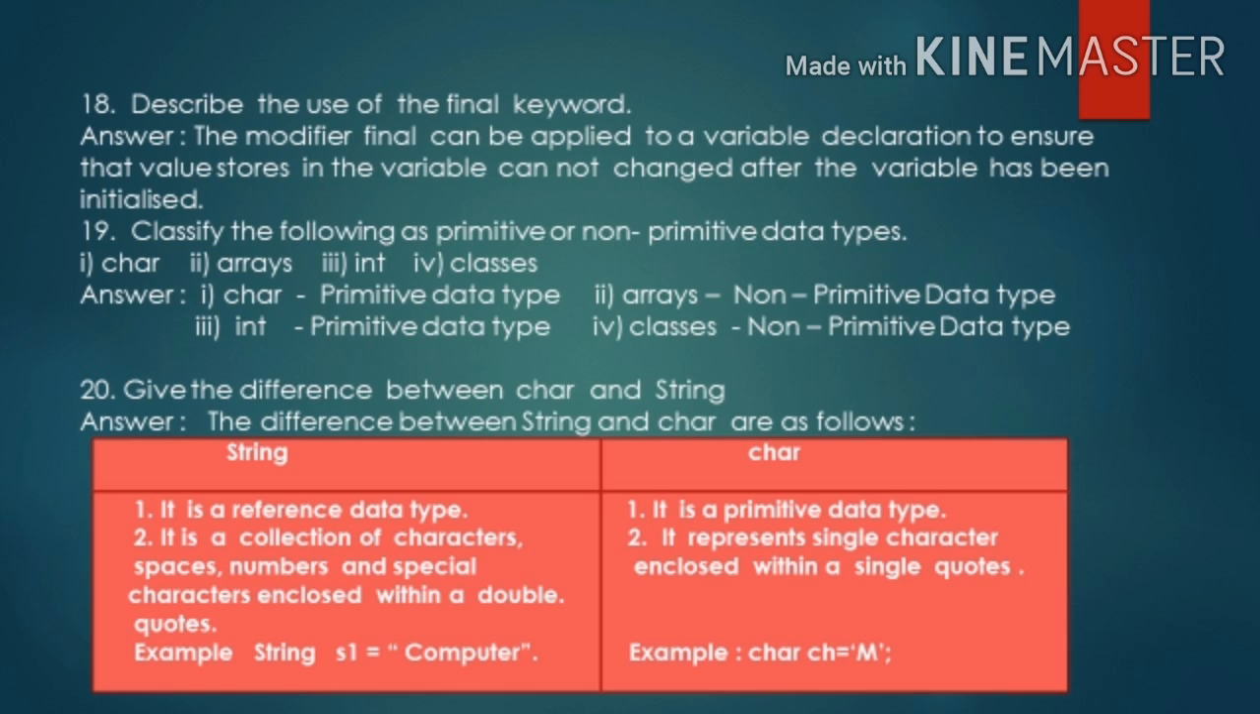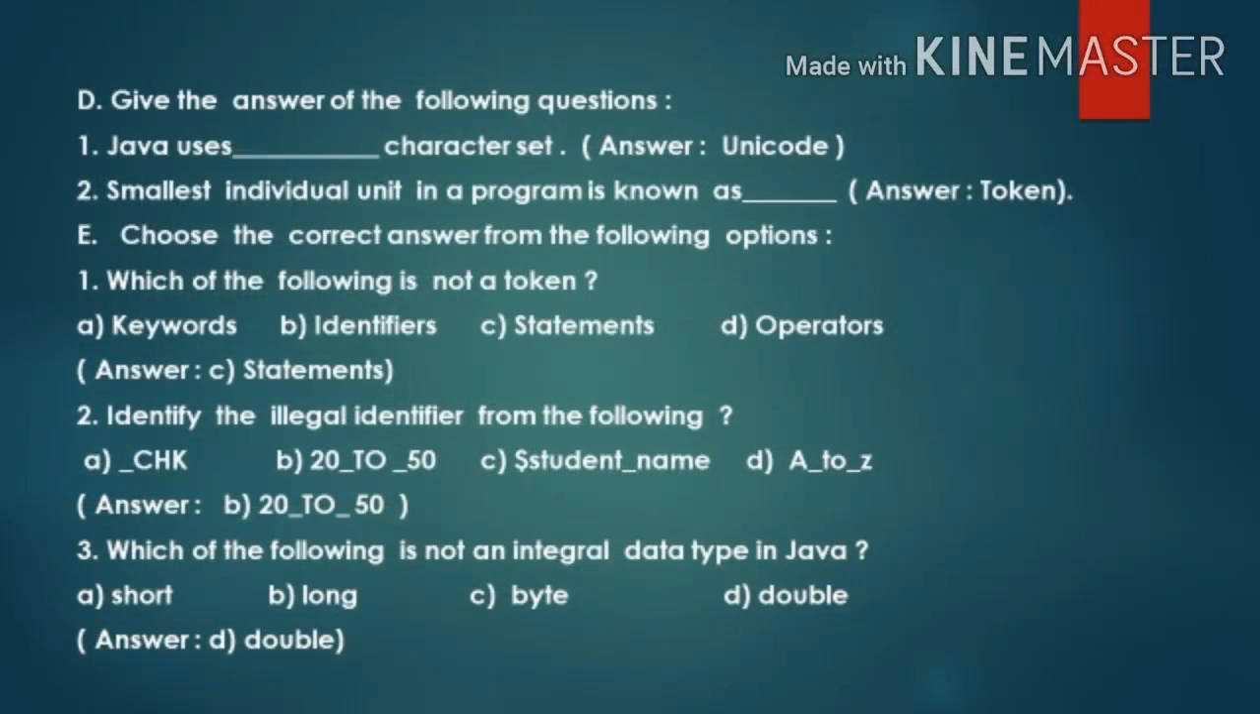Example of string data type. String S1 equals to computer within double quotes. S1 is a reference data type variable. Example of char data type. Char ch equals to m within single quotes, semicolon. Ch is a primitive char data type variable. The next slide contains the next part of questions and answers.